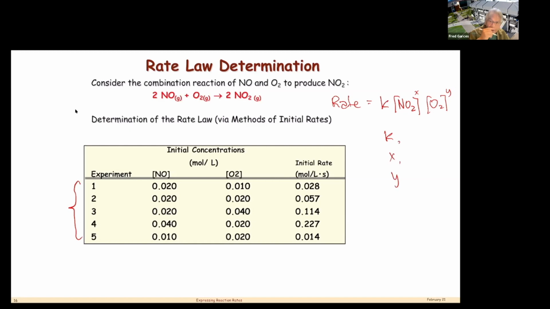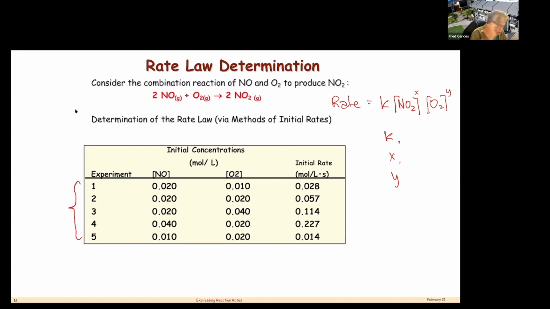By doing that, we will get the established rate law, an equation that gives us information about the speed of the reaction depending on how much NO and O2 we have. That's the rate law. So how do we do that? We do that by carrying out, in this case, 5 experiments. Since we've got 2 chemicals here, we could actually get away with just 3 experiments, but in this particular case, we did 5.